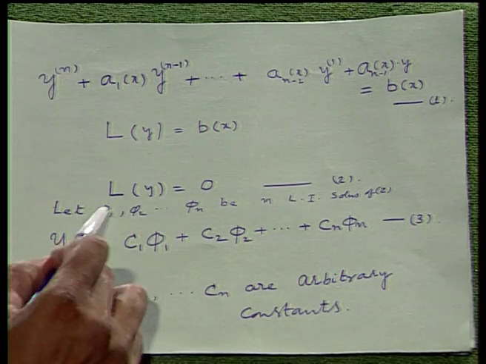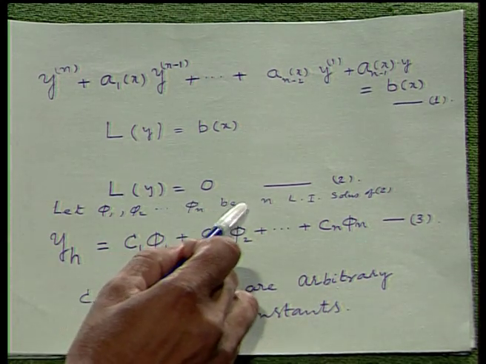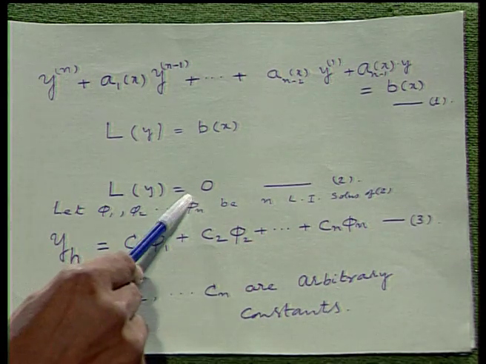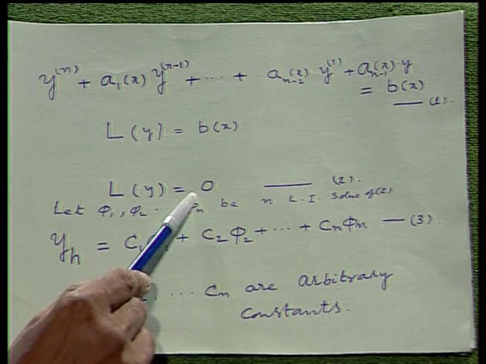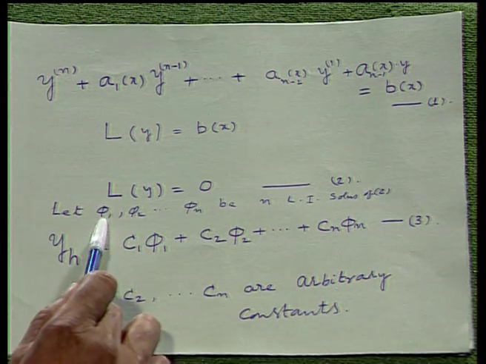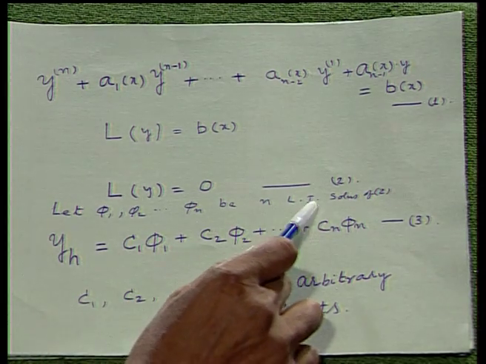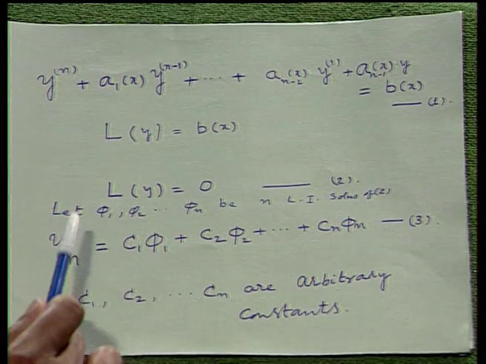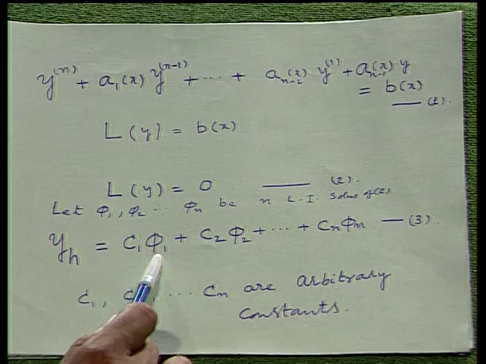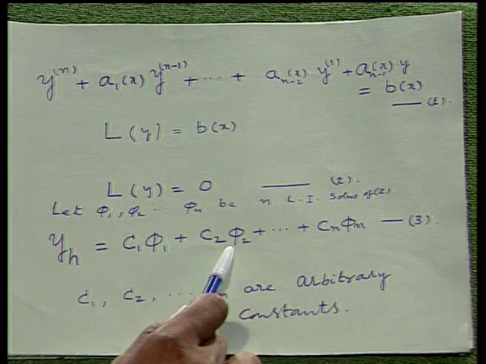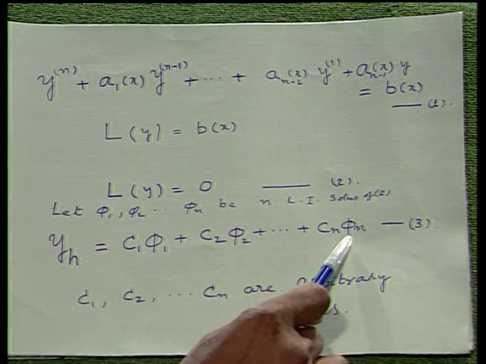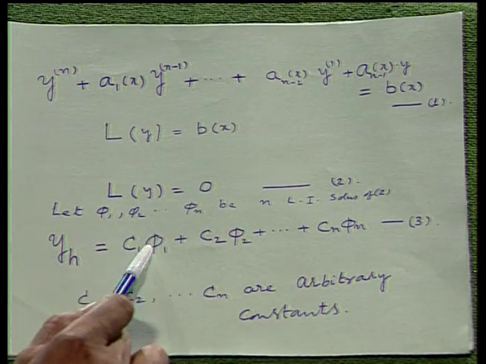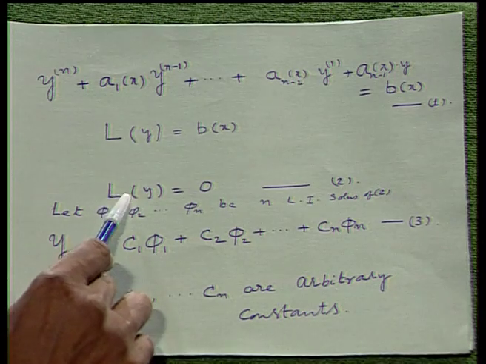and let phi 1, phi 2, etcetera, phi n be n linearly independent solutions of L y equal to 0, that is the homogeneous equation. Now, phi 1, phi 2, etcetera, phi n are all linearly independent solutions of L y equal to 0, and hence their linear combination, that is C 1 phi 1 plus C 2 phi 2 etcetera C n phi n, is also a solution of L y equal to 0. In fact, we call this the general solution of L y equal to 0.